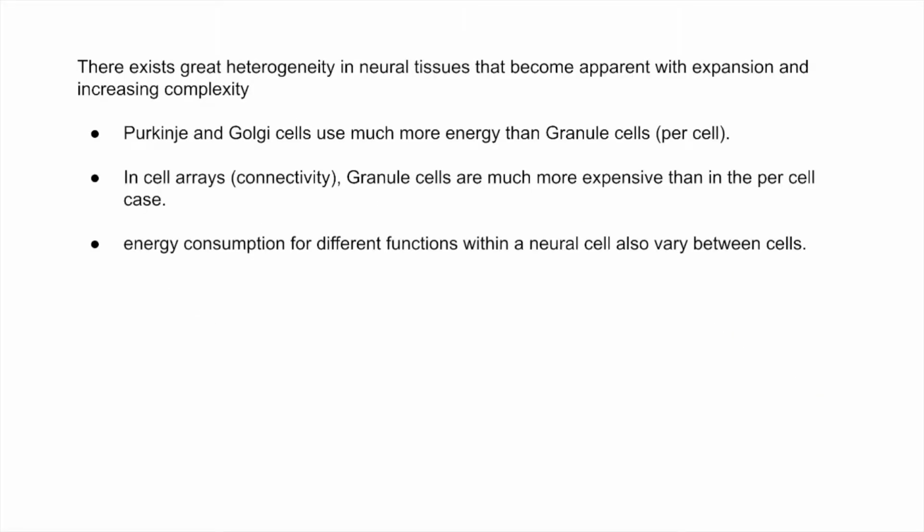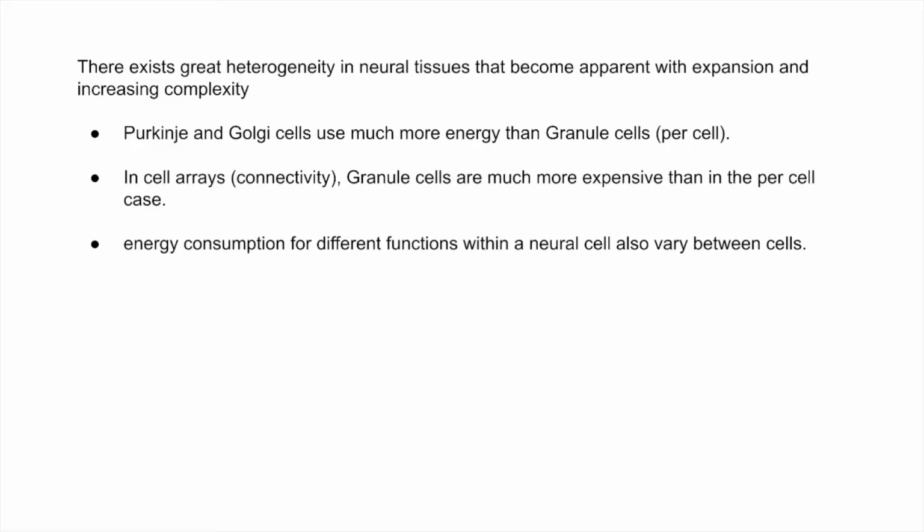But we also have to remember that there exists great heterogeneity in neural tissues that becomes apparent with this expansion and increasing complexity. And this is something we don't see in artificial neural networks too much. But this is something to keep in mind to build more realistic agents. And so there are a number of ways in which the human brain varies in this way.